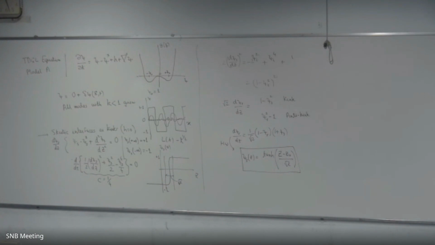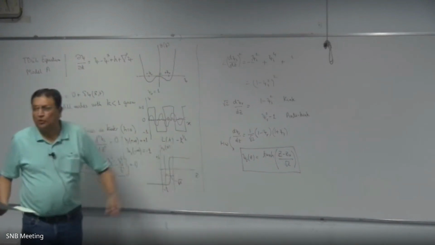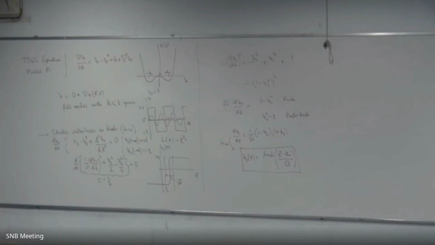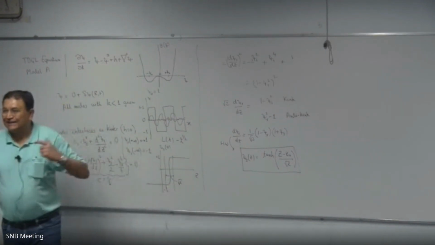And z0 now? Z naught is just an arbitrary center. I mean, the zero can be located anywhere. It's what's called a Goldstone mode, as a matter of fact. If you have an infinite domain, you can translate the center in any direction.